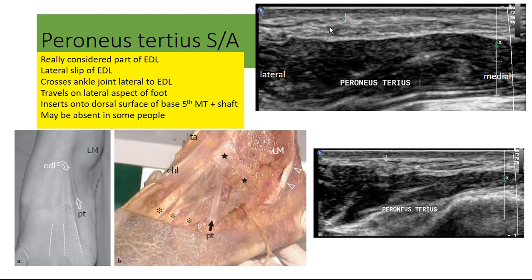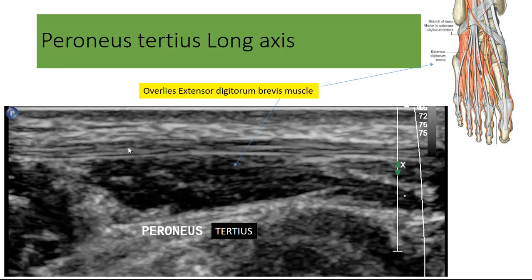The peroneus tertius is often the most lateral slip of this that runs out to the side, and you can see it sitting quite a bit more separately. And this is, once again, our extensor digitorum brevis muscle here. So you can see the separate slip of this overlying this extensor digitorum brevis muscle.